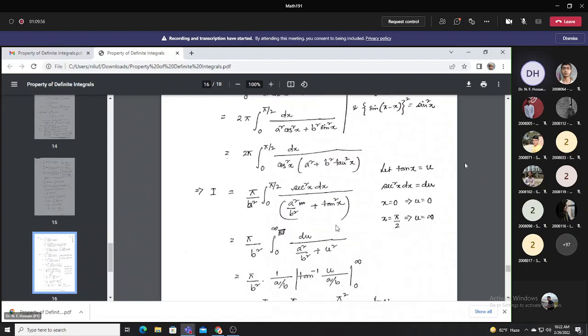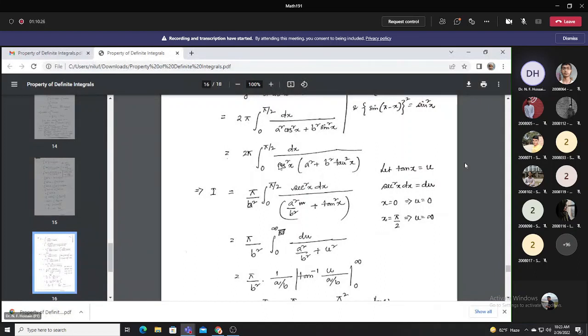Okay, now here we are using a technique. If you do not know this technique, the integral will be very complicated to evaluate. So here, let us take this cos square x common. It will be cos square x into a square plus b square into tan square x. Now suppose that tan x equal to u. Tan x equal to u, so sec square x dx will be du.